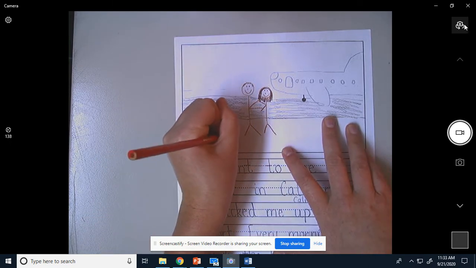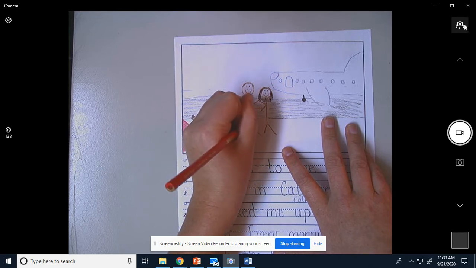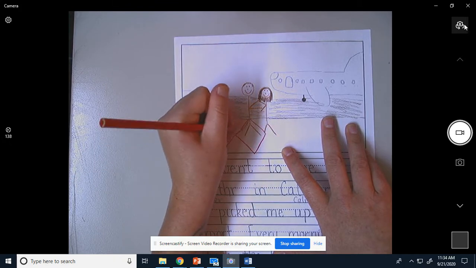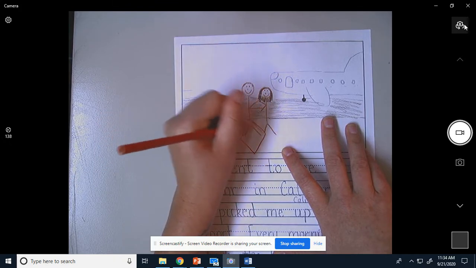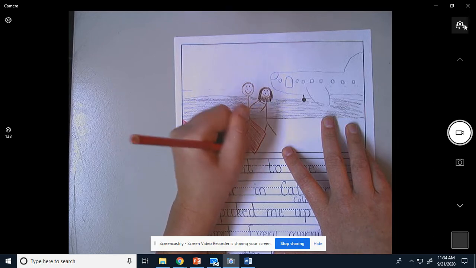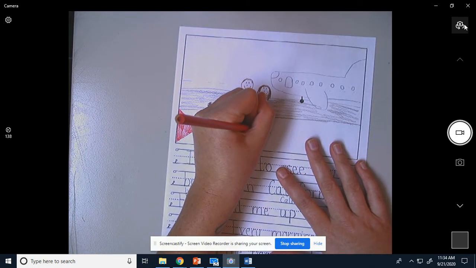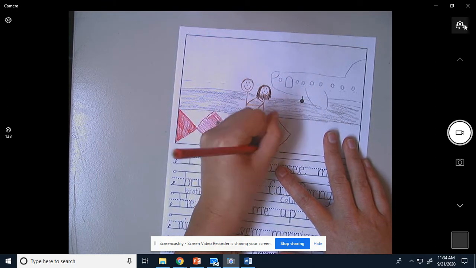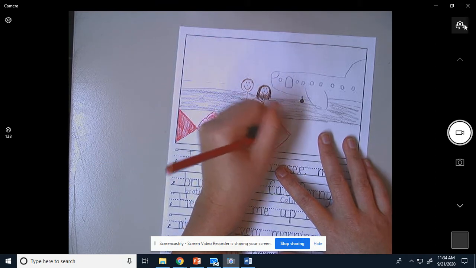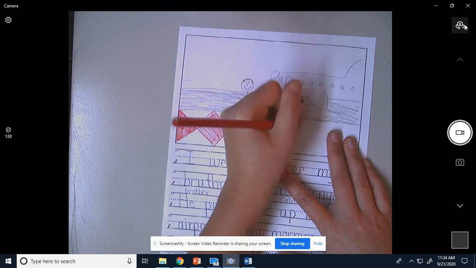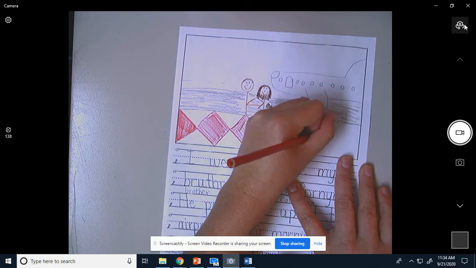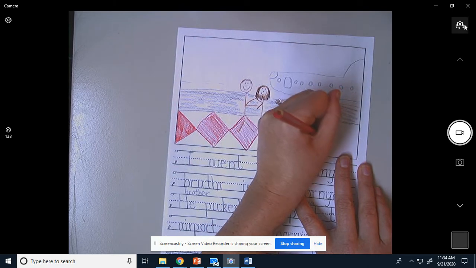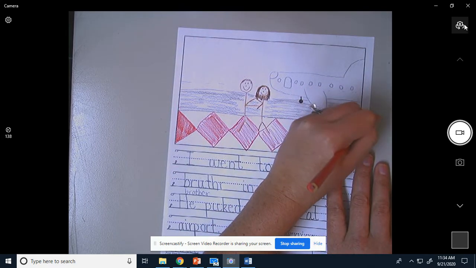Okay. And I'm adding another one. So do you see how I'm adding more detail to my picture after I get done writing the 2 sentences that I needed to add? Just adding more detail makes it more realistic for my reader to know exactly what it looked like. Okay. And the final one.